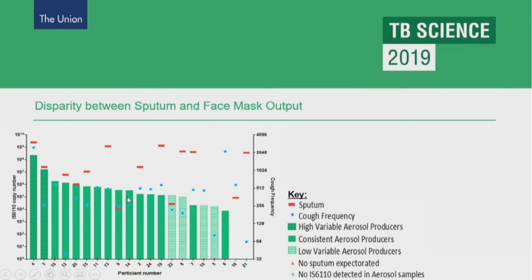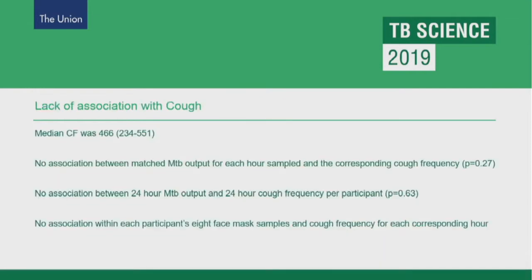And you'll see that there are some patients that have absolutely loads of IS6110 in their aerosol, but are unproductive of sputum. So their red dots are at the bottom of the axis. Then conversely, there's people that produce no IS6110 in their aerosol, but produce up to 10 to the 9 copies in their sputum over 24 hours. And I hope you can appreciate on this graph that there doesn't seem to be a relationship, or in fact it seems random, between cough and what they're producing both in sputum and in aerosol. So we thought we'd look at that a bit more.